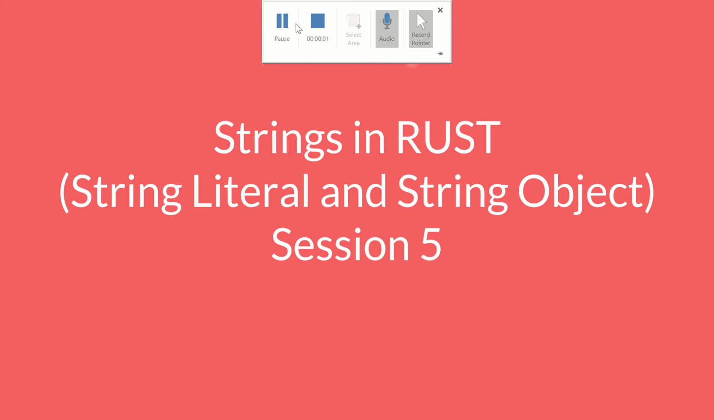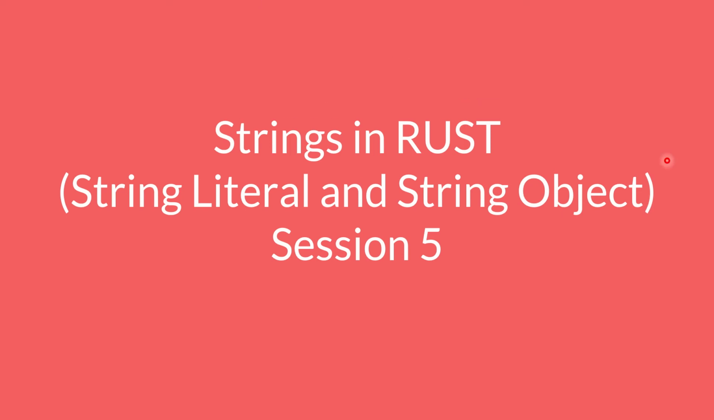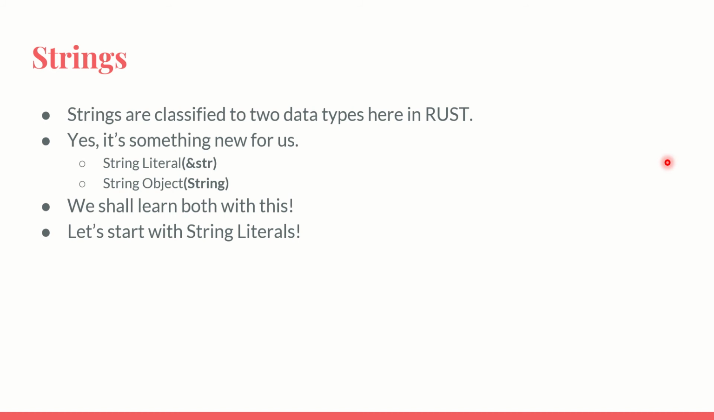Hello friends, welcome back. In this session, we will understand the string literal and string objects with Rust. It's going to be a very interesting set of string operations that we are going to see, and all of them are easy to understand. When it comes to Rust, a string is classified into two types. One is the string literal and another one is the string object.